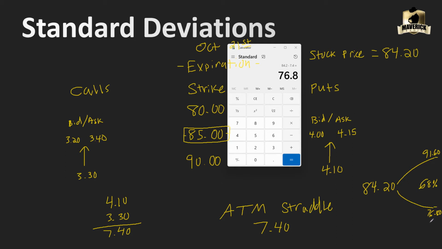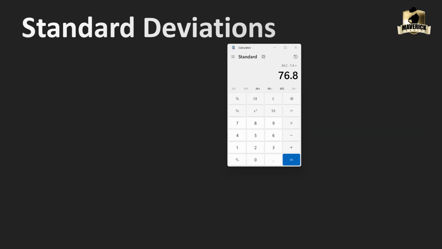Now, will it fall there every time? Of course not. If it's only going to land there 68% of the time, that means 16% of the time it'll be higher than that, and 16% of the time it'll be lower than that, right? There's 32% left over. So sometimes the stock will go higher than the expected range, and sometimes lower. Not most of the time, but some of the time. Now we've created that, and you can do this with every expiration. You could do it over and over again across various expirations.